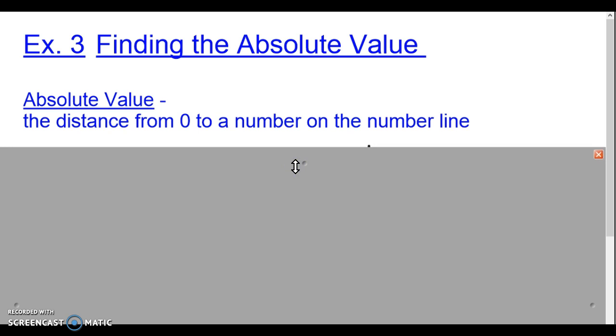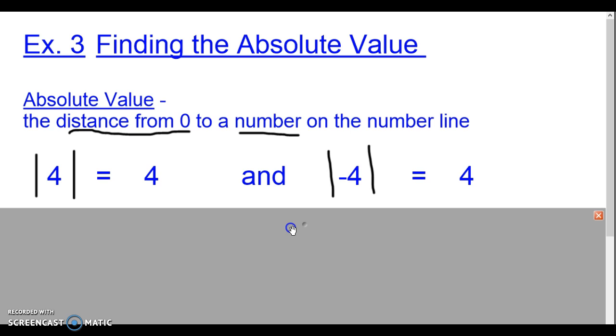So I would take your highlighter, write this definition down, highlight it, and then put maybe absolute value versus opposite and make sure you know the difference. So the absolute value is the distance from 0 to any number on a number line. So how many spaces is it away from 0? Let's look at an example. This symbol right here means the absolute value. It says the absolute value of 4 equals 4.